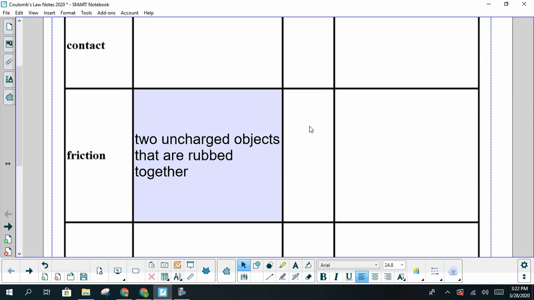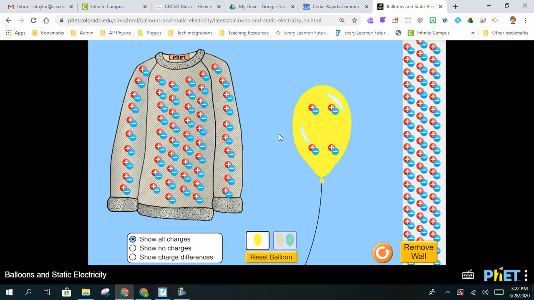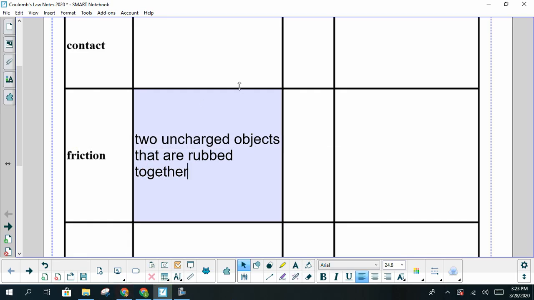And to be clear, an uncharged object is an object that has a balance of negative charges and positive charges in it. Both the balloon and the wall have a balance of those negative and positive charges within them. We call those objects uncharged. Sometimes we call them neutral, but I find that confuses students in that sometimes they think it's a type of charge, and it is definitely not. So it is an uncharged object or a net neutral charged object.